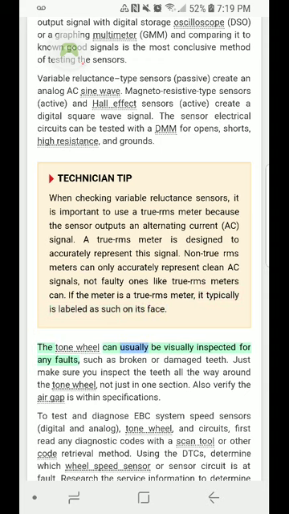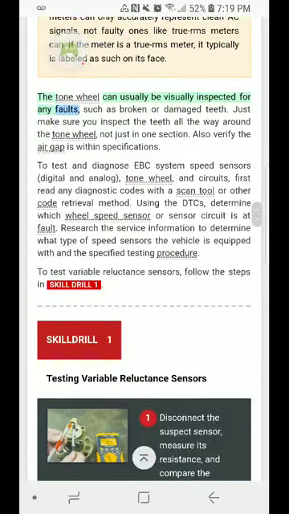The tone wheel can usually be visually inspected for any faults, such as broken or damaged teeth. Just make sure you inspect the teeth all the way around the tone wheel, not just in one section. Also verify the air gap is within specifications.